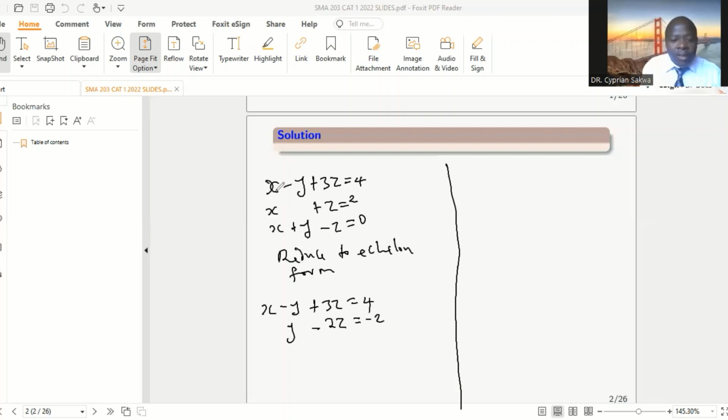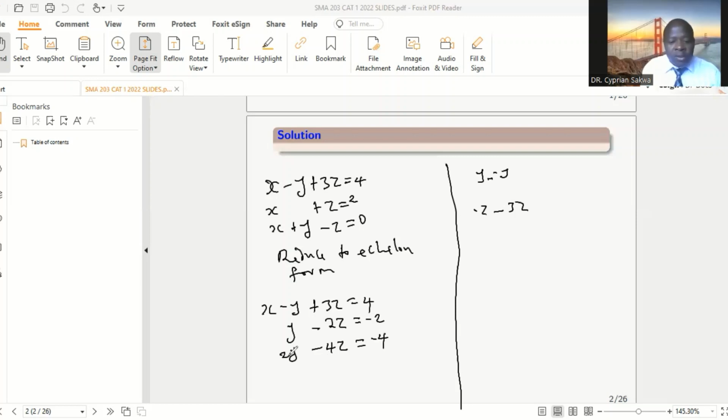Now let me subtract the first equation from the third equation. x minus x will be 0. Then y, take off this y, then minus y, that gives me 2y. Then I also have negative z here. Negative z minus 3z gives me negative 4z. And then I have 0 minus 4, which is negative 4.